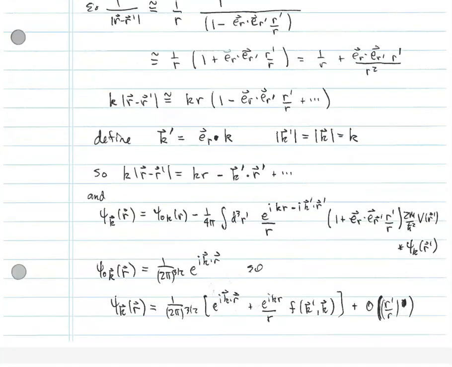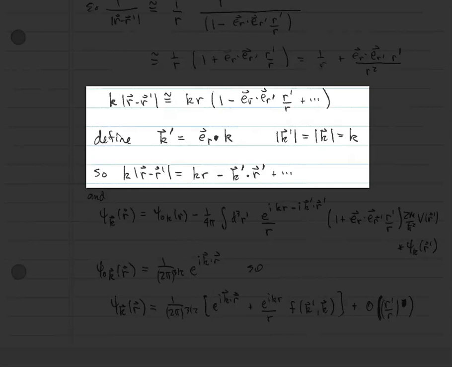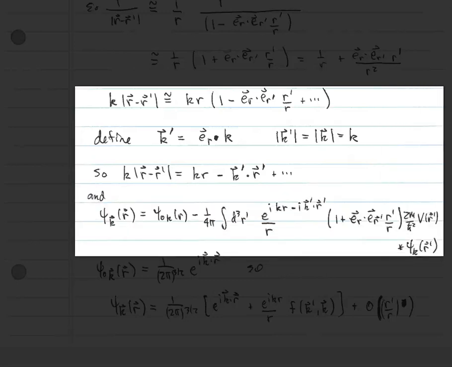All right, using that definition, we can substitute into what we have already worked out, and we find k|r − r'| is given by kr minus k'·r'. Now we can plug that into the integral formula that we had. We had ψ_k(r) equal to ψ_0k(r) minus 1 over 4π integral d³r'. That exponential term becomes e^(ikr) e^(−ik'·r') over r, and then the 1 over |r − r'| in the denominator becomes 1 plus e_r·e_r' r'/r. The whole thing times 2m over ħ² V(r') ψ_k(r').